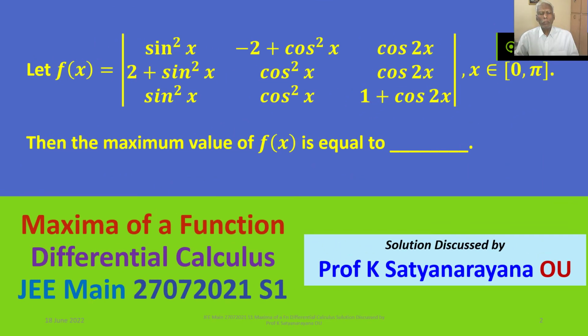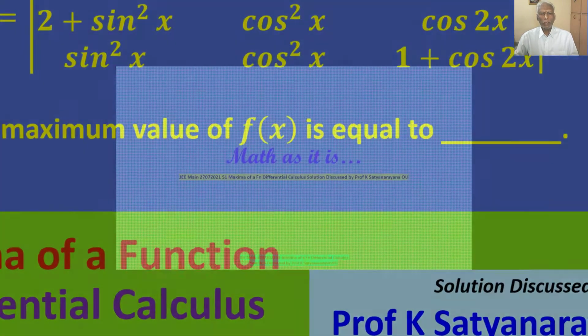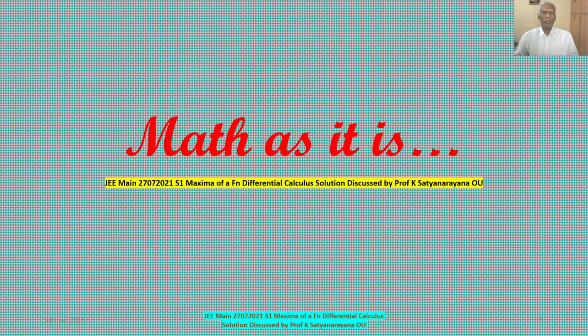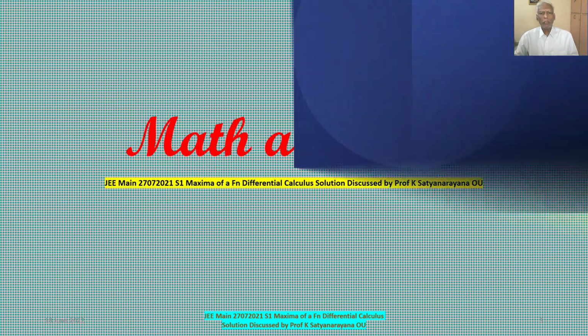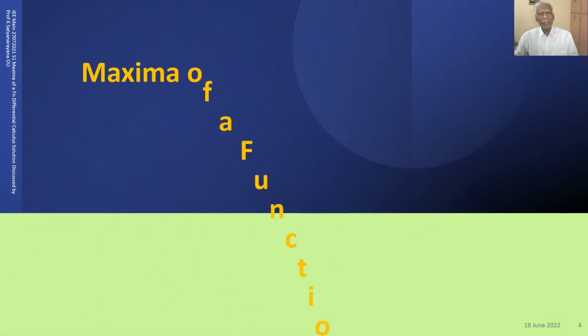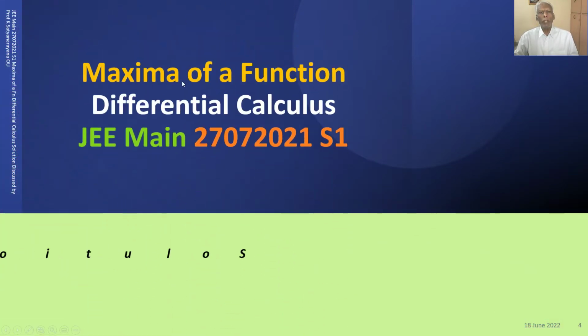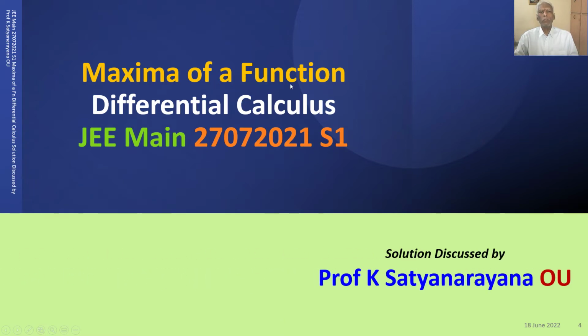We now discuss the solution of a problem from the section Differential Calculus, and the problem is to find the maximum of a given function, and the function was given through a determinant. This question has appeared in the Joint Entrance Examination Main held on 27th July 2021 in the morning shift.